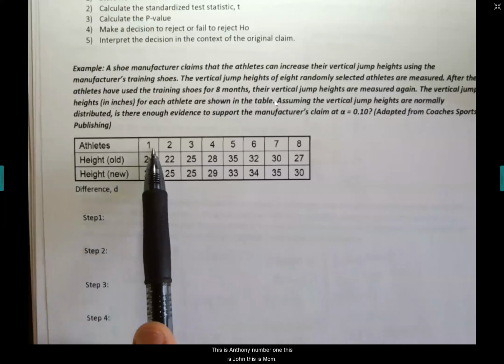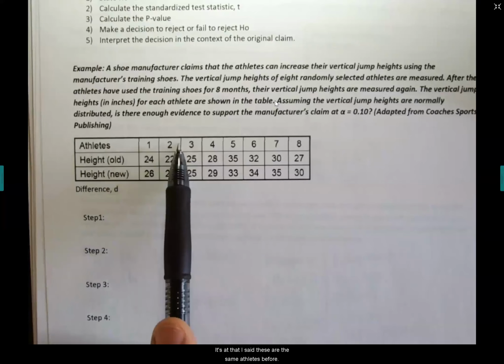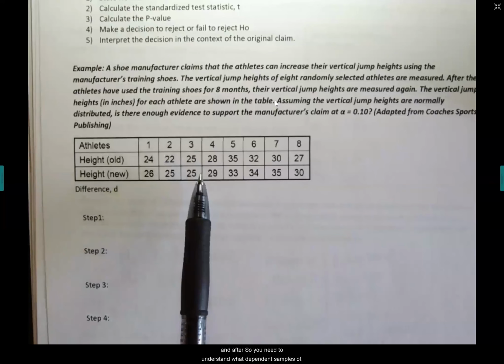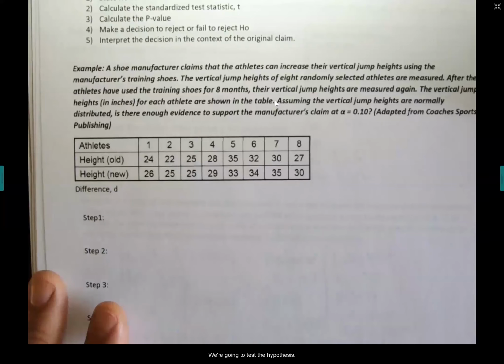This is athlete number 1. This is John. This is Mark, etc. So these are the same athlete before and after. So you need to understand what dependent samples are. Okay. Here's how we're going to test the hypothesis.